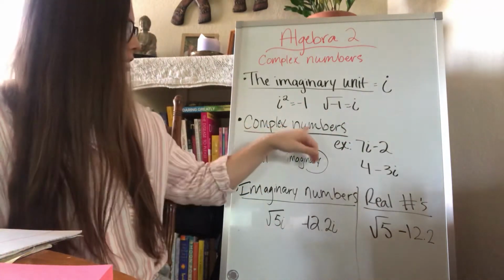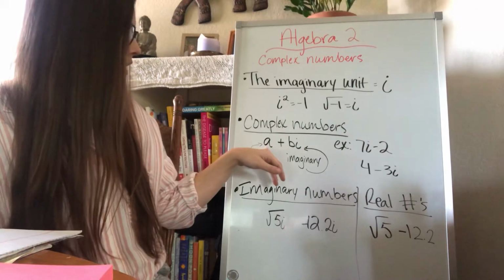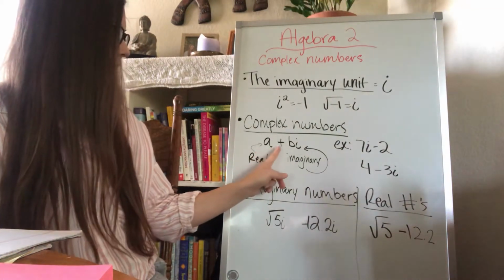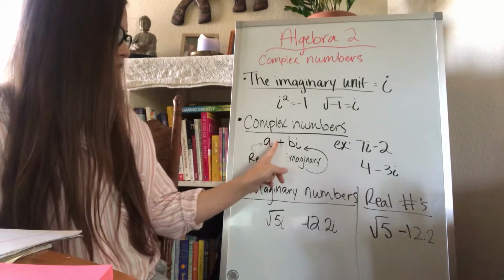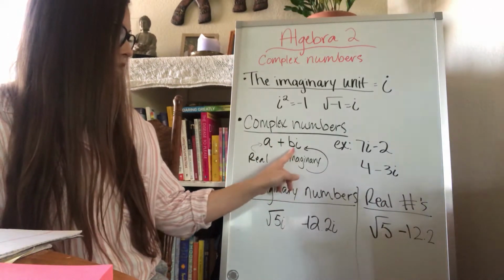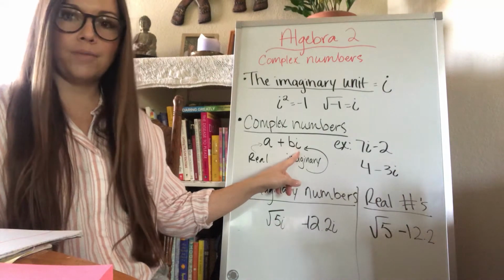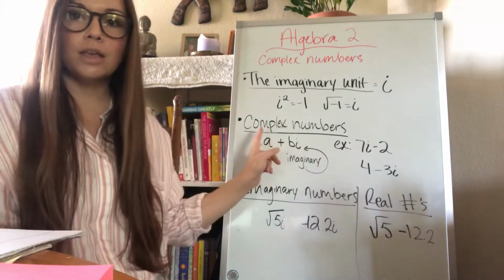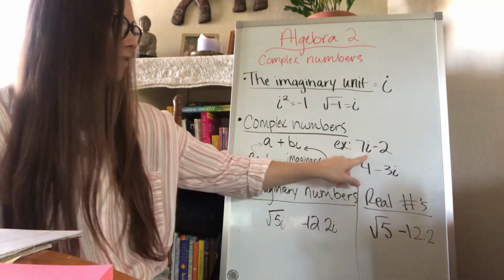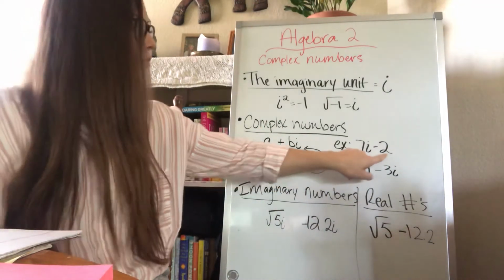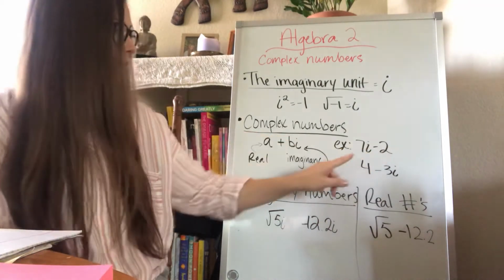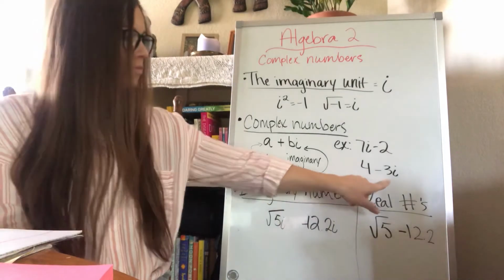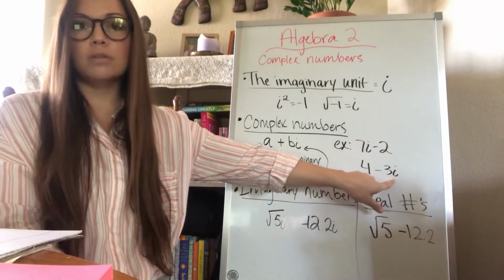Okay, so complex numbers are a combination of a real number, which here is represented as a, and an operation, and then an imaginary number, which is represented here as bi. For example, 7i minus 2 would be a complex number because it's made up of an imaginary number, 7i, and a real number, -2. Same with 4 minus 3i. 4 is the real number, 3i is the imaginary number, -3i.